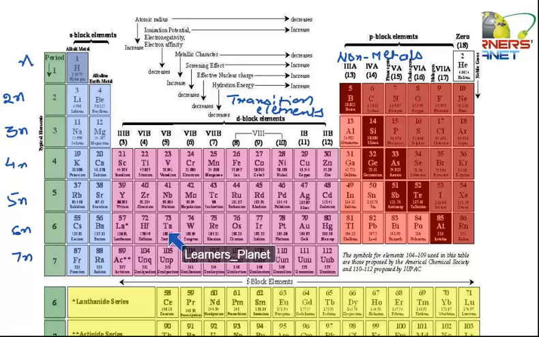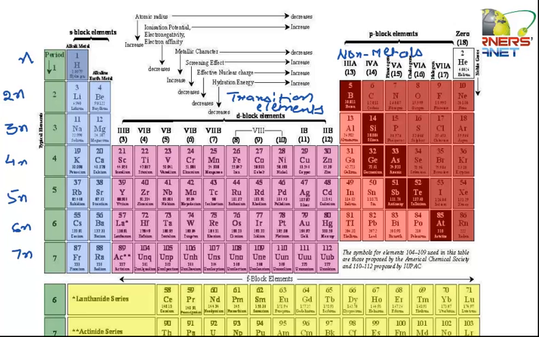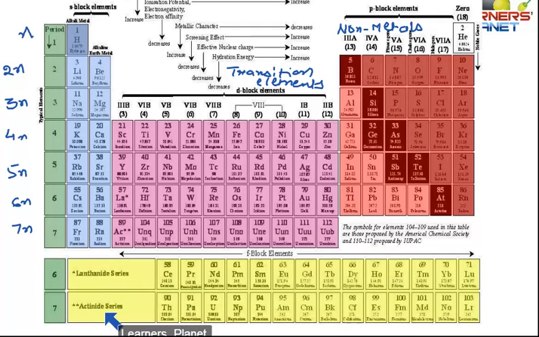Now below the periodic table, students, there are lanthanides and actinides. These are called inner transition elements. That is, these are the transition series within a transition series. The lanthanide series comes after lanthanum. Lanthanum is a d block element or a transition element. So after lanthanum there are 14 elements which are called lanthanides, that is, cerium till lutetium. Then after actinium there are again 14 elements.